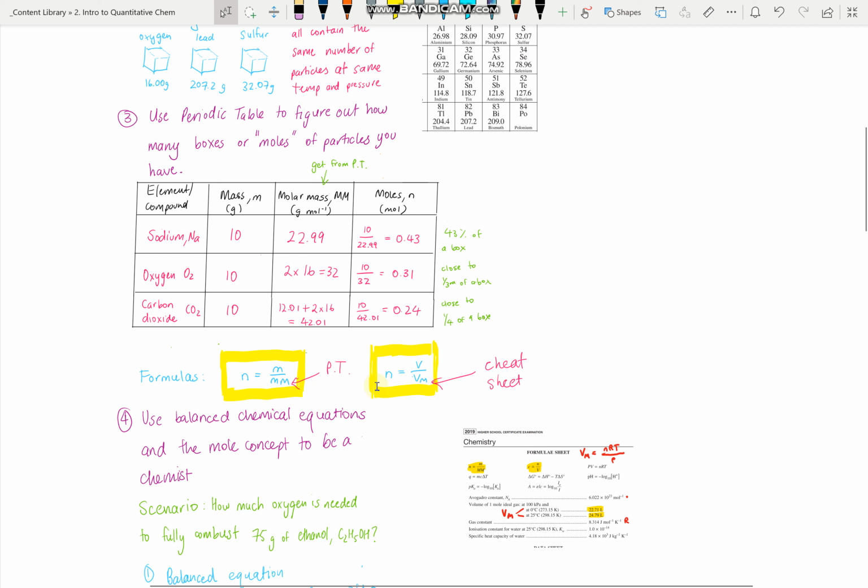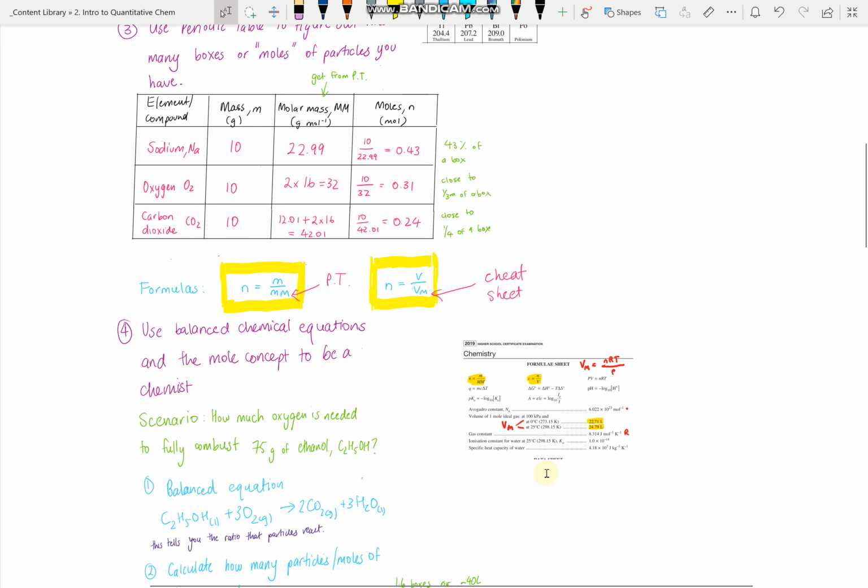And same, you can work in mass or you can work in volume, and you can work out of that, Vm being this molar volume. And you can go, I can use my cheat sheet for that. So, for instance, 25 degrees and 100 kilopascals, that's 24.79 liters. That's the molar volume at that temperature and pressure. And you can start using that as ratios. So if I have 12 liters, I have pretty much half a mole, or half the particles.